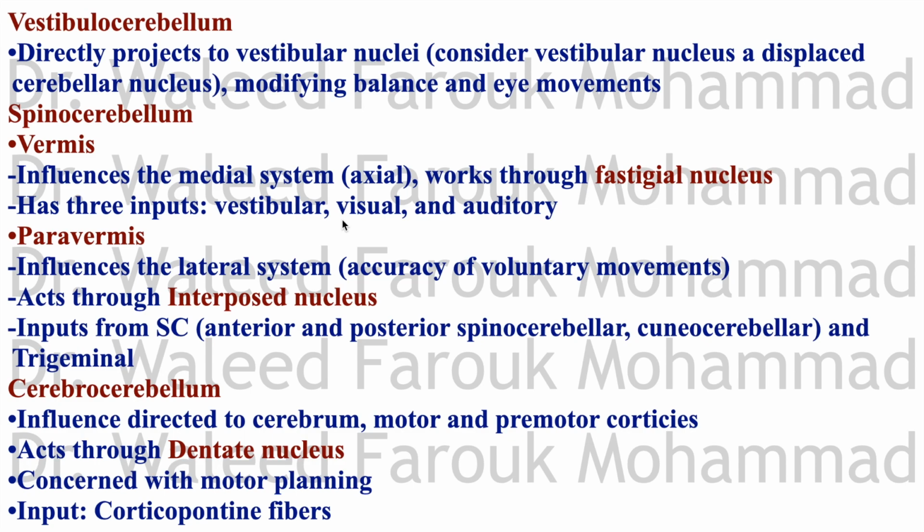The cerebrocerebellum's influence is directed to the cerebrum, motor and premotor cortices, because it's involved in planning of the movement. It acts through the dentate nucleus, which is the biggest nucleus, concerned with motor planning as mentioned, and receives input from the corticopontine fibers.